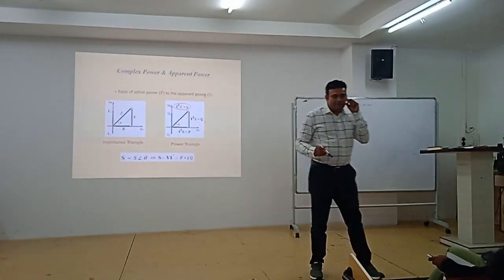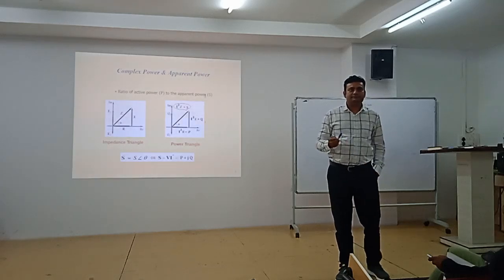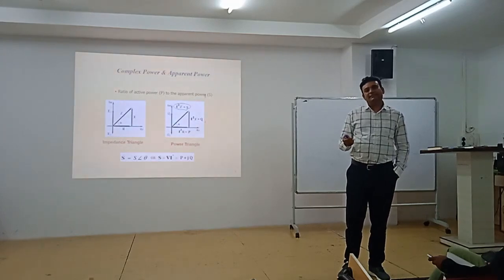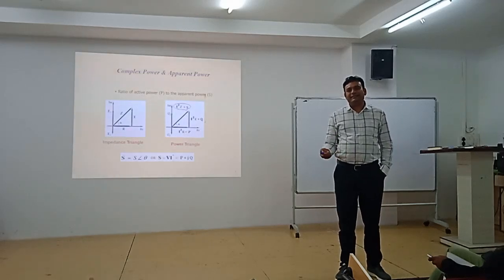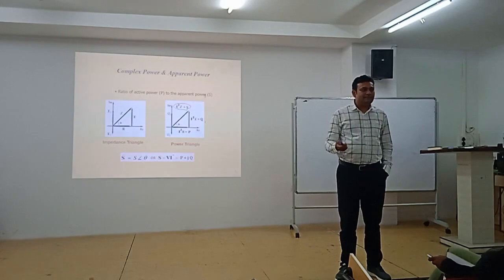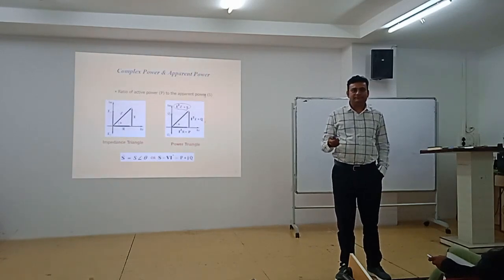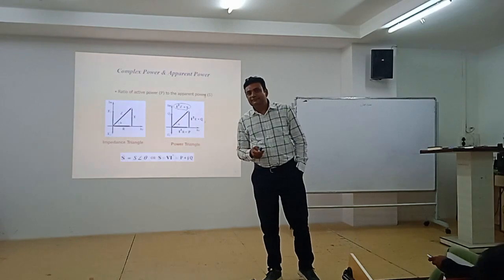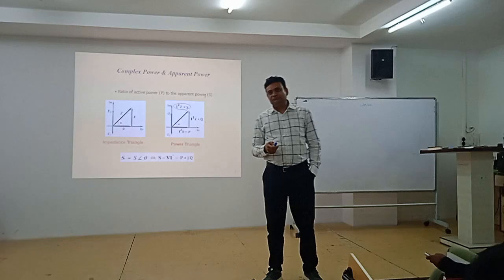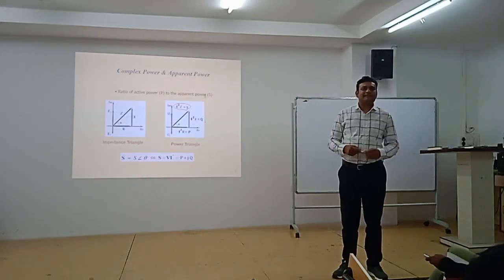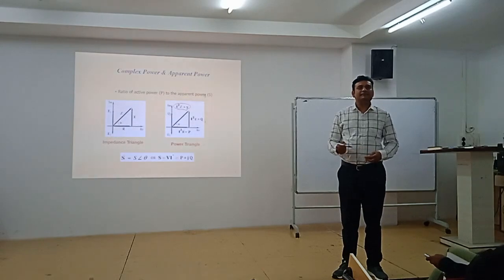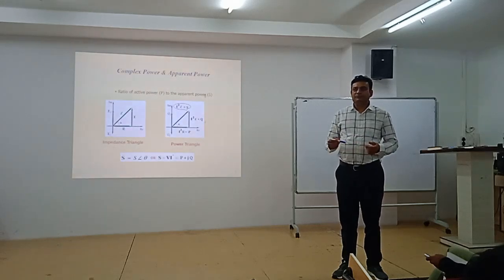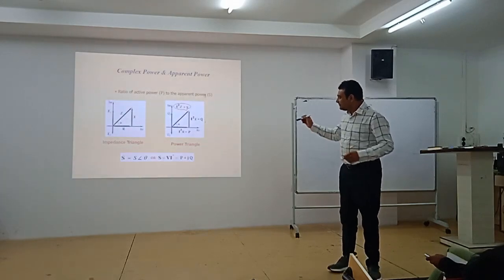So what is VI conjugate? It is for lagging current. Either lagging or leading, we simply mention VI conjugate. So the conjugate is to give P plus jQ. Otherwise, if you do not give that conjugate, it will come as P minus jQ. Why do we mention conjugate here?